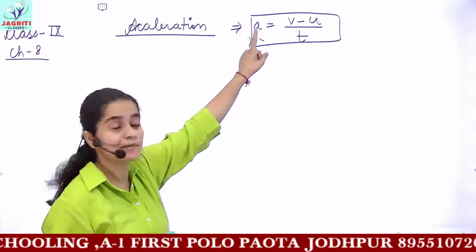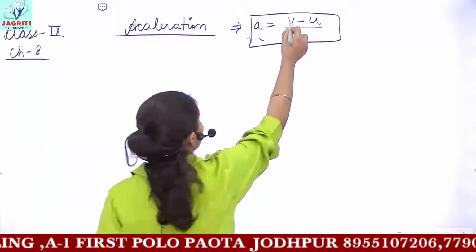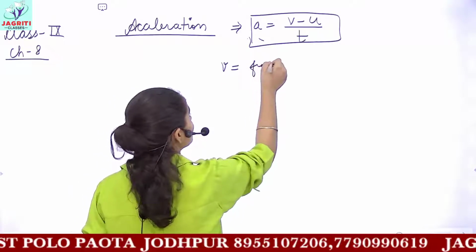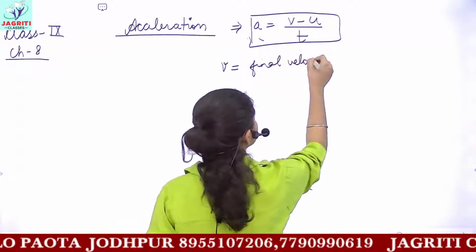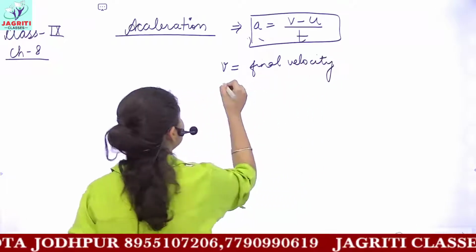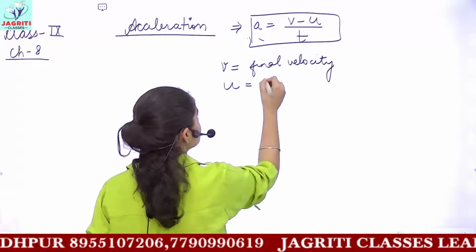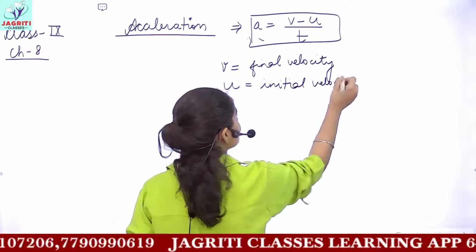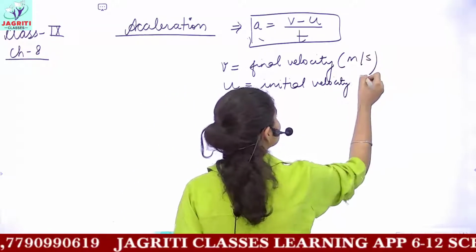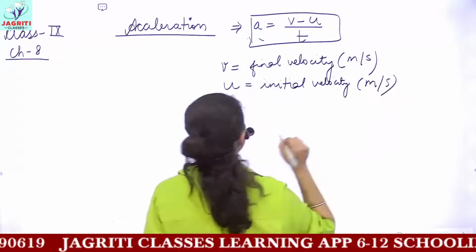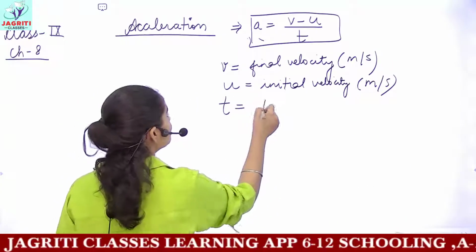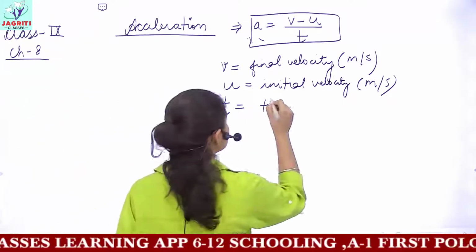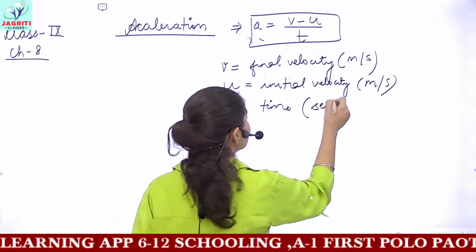A here is the symbol of acceleration. V and u are the symbols of velocities. V is your final velocity and u is your initial velocity. The SI unit of velocity is meter per second. And then t here signifies the time interval, or simply you can say t is the time. And the SI unit for time is second.